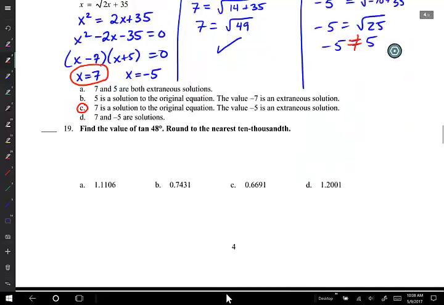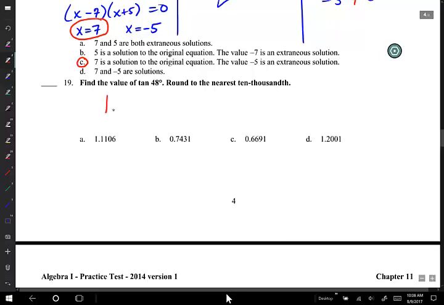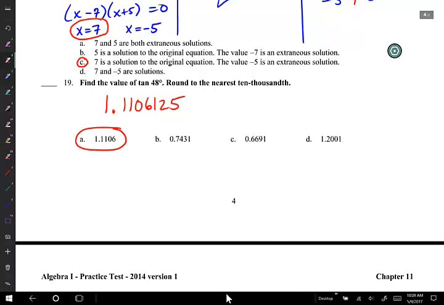All right, back to our calculators. Everyone remember, your calculators need to be set to degrees, not radians. So punch in the tangent of 48 degrees and tell me what you get. 1.1106125. Which one is that? Option A. Okay. Make sure you can use your calculator and you get that right now with that problem.